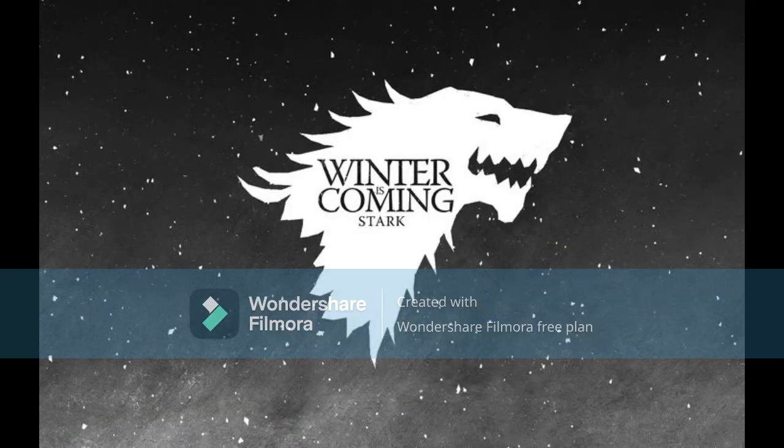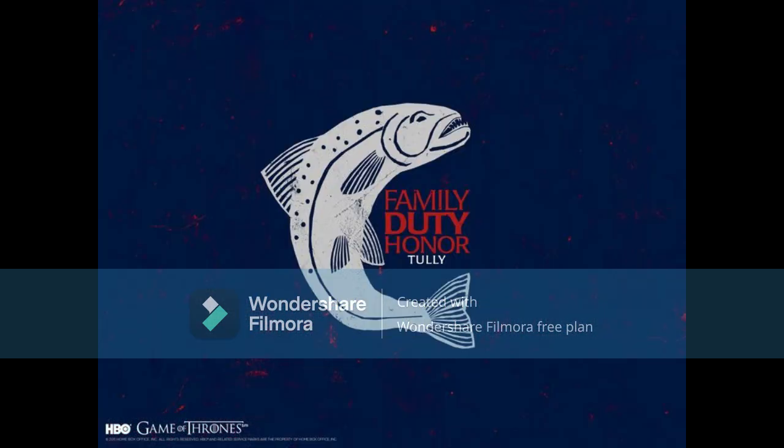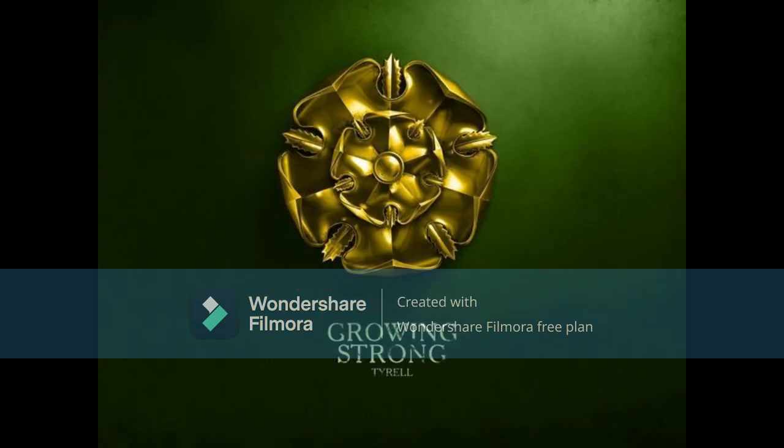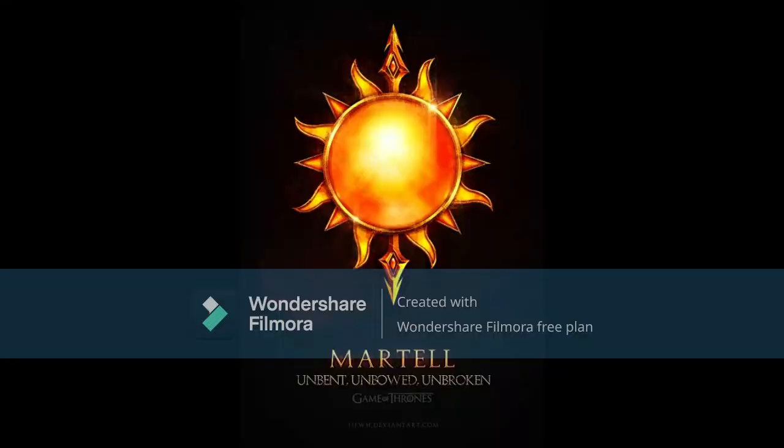The Starks control the north. The Lannisters are the most wealthy of the families. The Tullys, they control the riverlands. The Tyrells control Highgarden. The Greyjoys are basically masters of the ocean. And the Martells, they used to rule the Dorne.